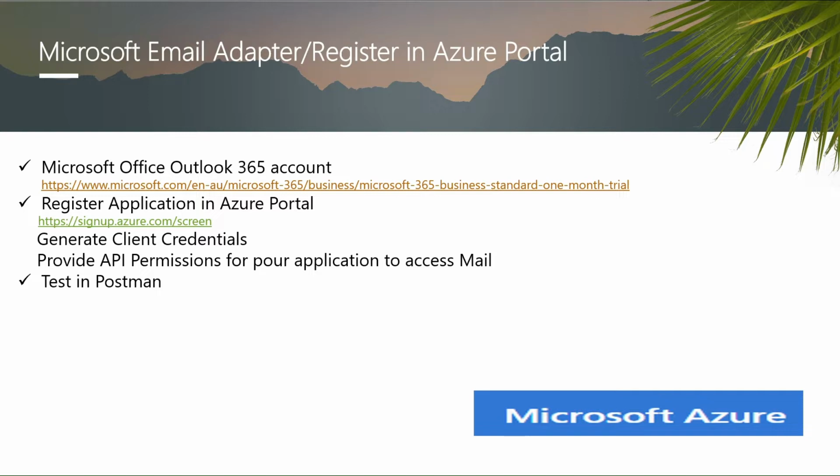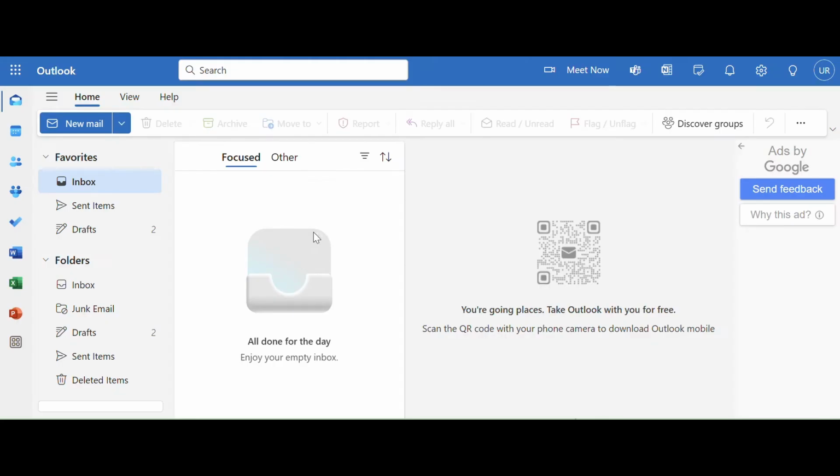The second step, you have to log into the Azure portal. You can create a free account. You must have a valid subscription in order to do this practice. So you have to log into the azure.com portal, and there you can create an account. Once you log into the Azure portal, you can generate client credentials, and after that we can provide the API permissions, and then we can test from Postman.